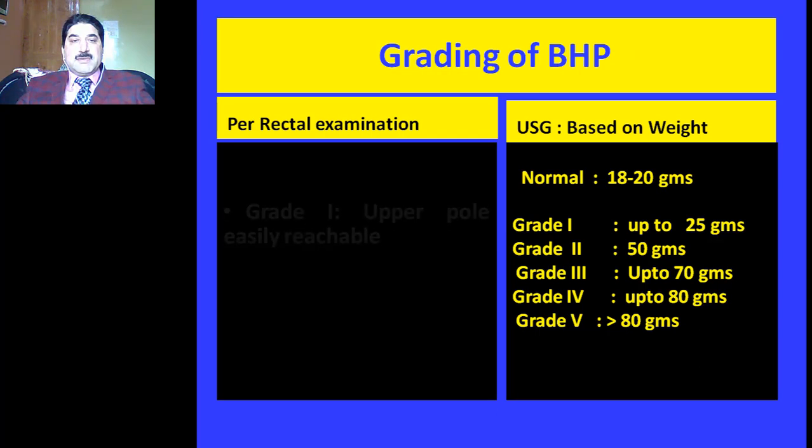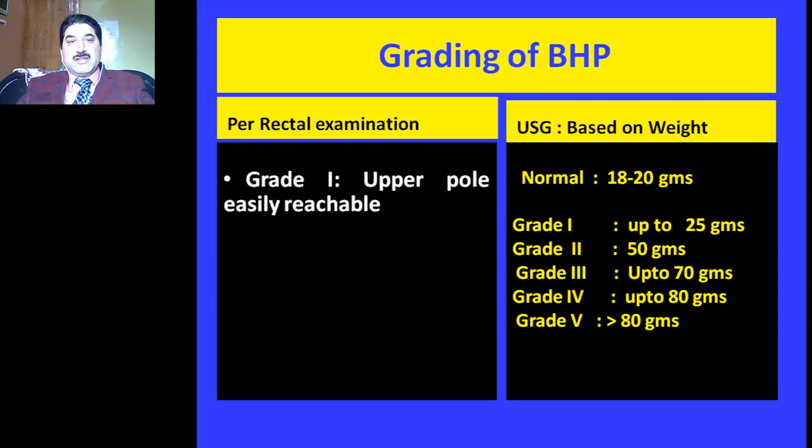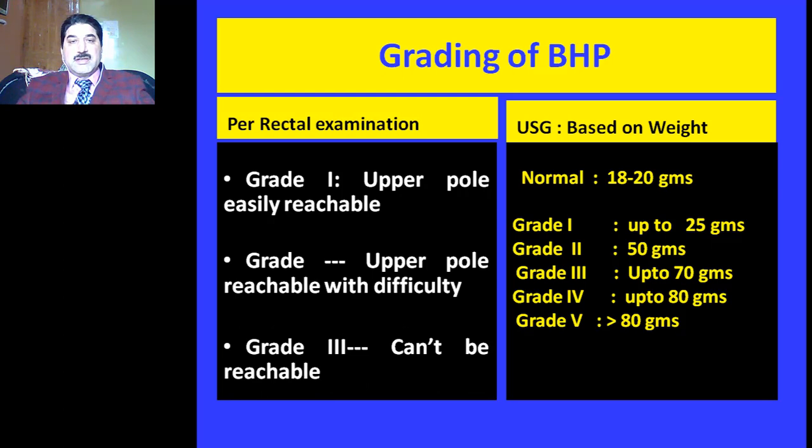Per rectal examination, we divide the prostate into different grades. In grade 1, upper pole of the prostate is easily reachable. In grade 2, upper pole of the prostate reaches with difficulty. In grade 3, we cannot reach the upper pole of the prostate.